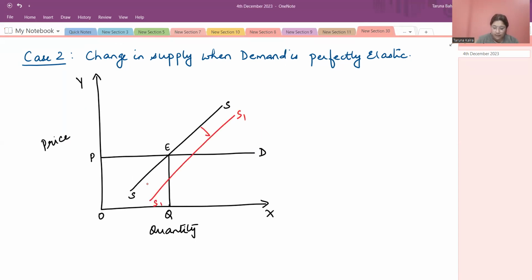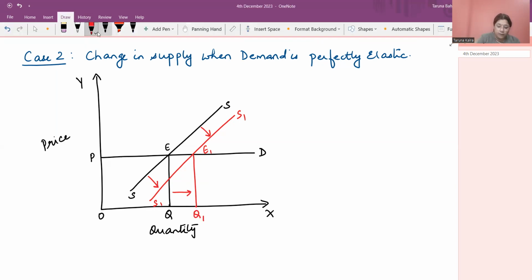The supply curve is going to shift rightward. Increase in supply is denoted by S1, S1. It is going to shift rightward and the new equilibrium point will be E1, where the equilibrium price remains the same at OP and the equilibrium quantity is going to increase from OQ to OQ1.